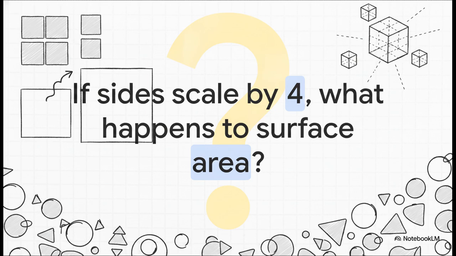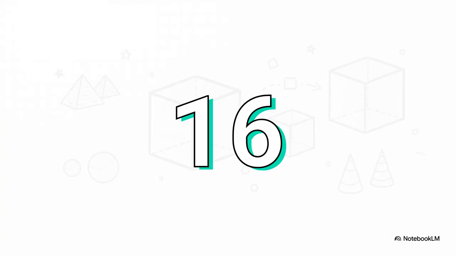All right, I want you to actively think about this for a second. Here's our first pause check. What happens to the total surface area of a shape if the one-dimensional side lengths are multiplied by a scale factor of 4? Take a moment and apply that 2D logic we just talked about. If you said 16, you hit the nail on the head. Because surface area exists in two dimensions, we square that linear scale factor of 4. 4 squared is 16. So the new surface area isn't just 4 times larger, it is a whopping 16 times larger than the original.